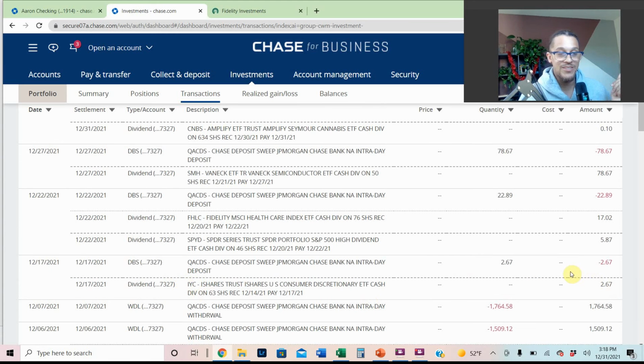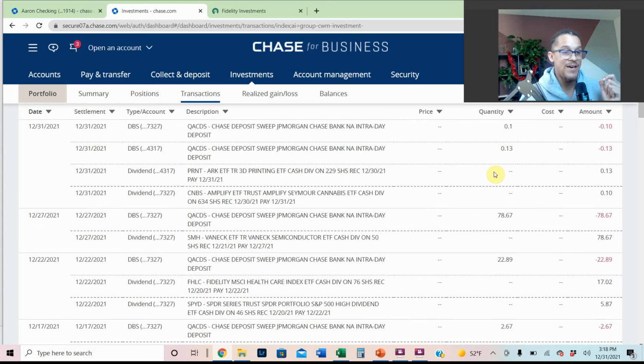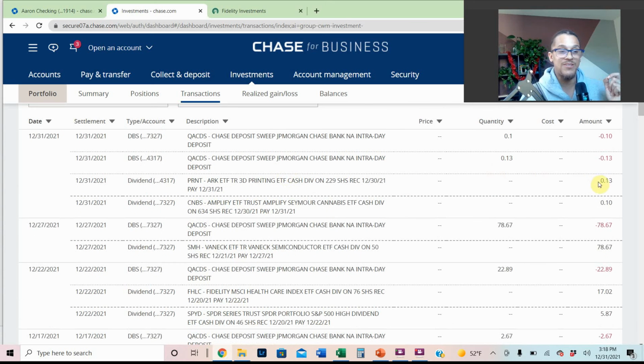So the dividends started coming in around the 17th, with the first one being IYC for $2.67. SPYD gave me $5.06. FHLC provided me $17 over this quarter. SMH only pays out dividends once a year, but that sent me a check for $78. And then today I got a dividend for 13 cents from print and then 10 cents from cannabis.